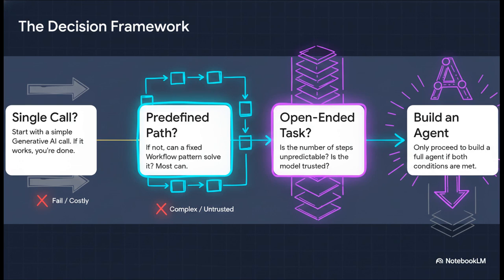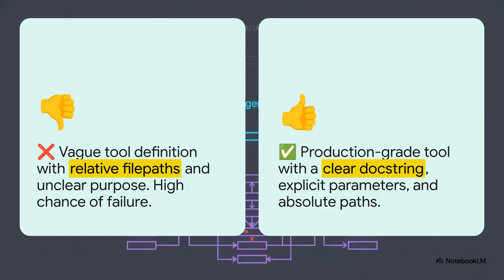Always, and I mean always, start at step 1. Can a single, well-crafted LLM call solve the problem? If the answer is yes, you stop right there. You're done. If no, move to step 2. Can one of those 5 workflow patterns solve it? This is where most real-world use cases are going to live. And only if the task is truly open-ended, where you can't possibly predict the steps, and you have a really high degree of trust in the model's decision-making, only then should you even think about building a full agent. Start simple.